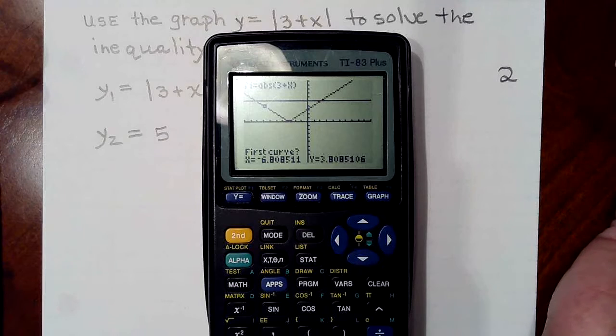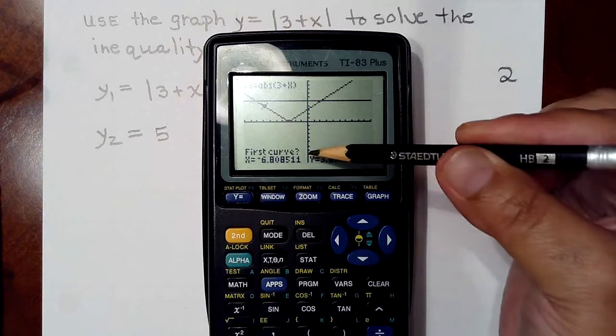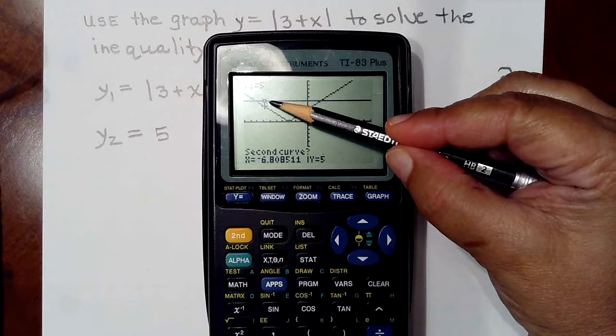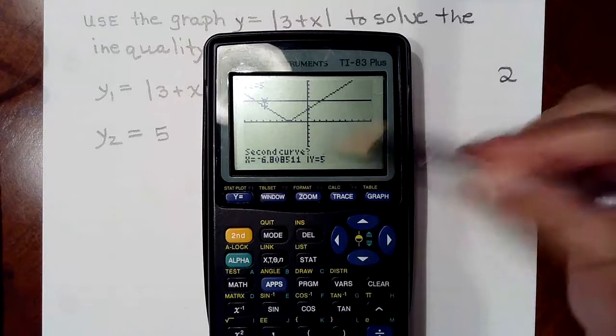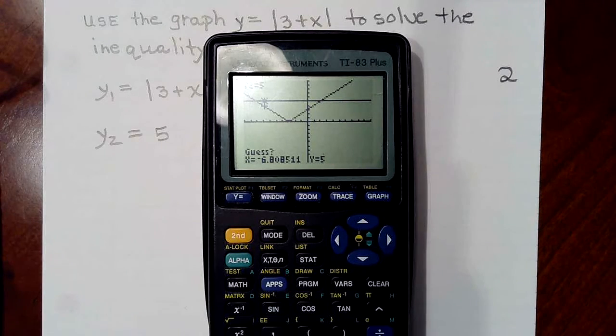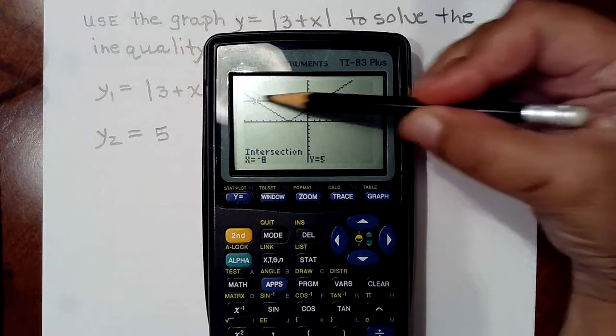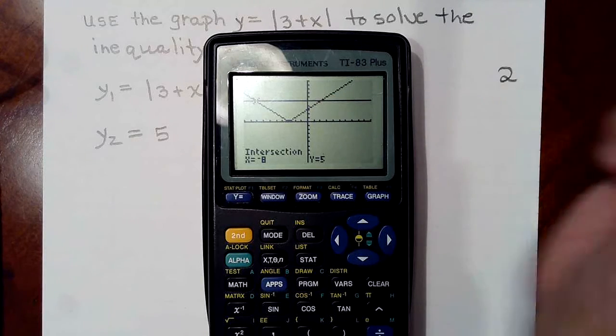Again, you're being asked the same 3 questions. Am I on one of the curves? That's what first curve question mark means. Press enter. It's automatically jumped to the other curve, the blinker. So am I on a second curve? Yes, you're on the other curve. Would you like me to guess? Yes. And so now we find out that the absolute value and this line y equal 5, they intersect at -8.